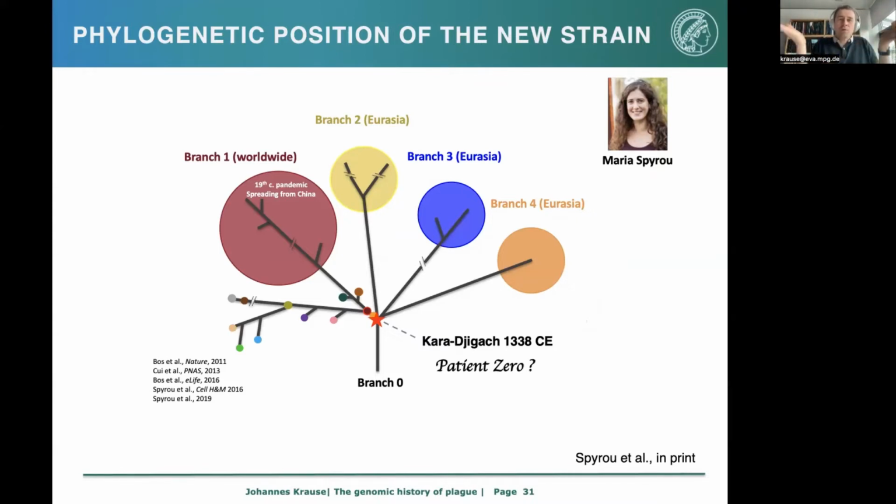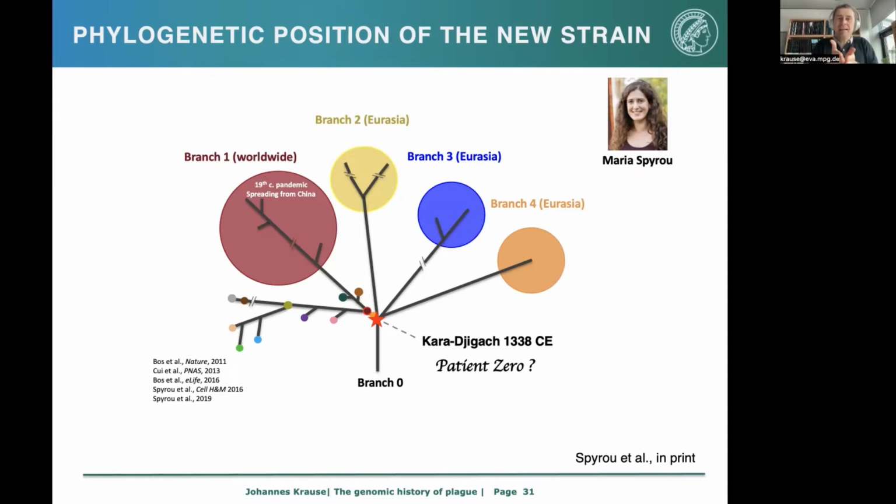What is the origin of those four major branches? It's not falling here where we have this Eastern European strain. It's not falling there where we have the European Black Death, this really big event that happened in Europe. It actually falls on the node where those four major branches diverge from each other. So it's really, if you want, the Wuhan of plague, of the Black Death.